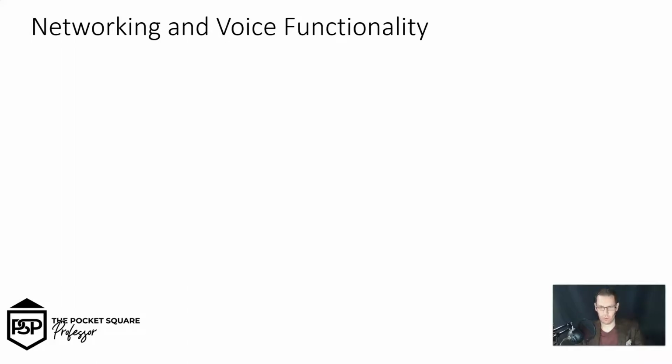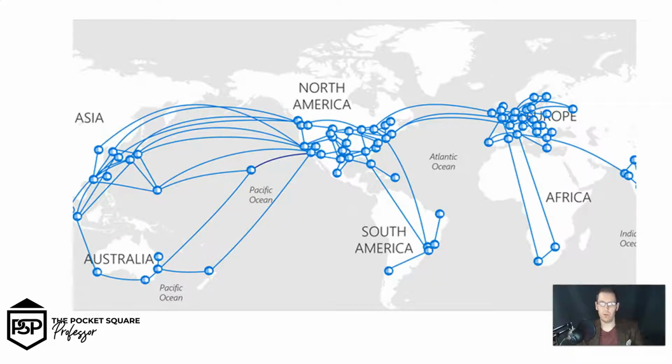How does this work? How does Microsoft have this all set up? Well, Microsoft has set up what they call the global network. Now, this picture here is essentially all of the data centers that exist throughout the world and how they are essentially all connected to each other. As you see here, we are very much a global network.